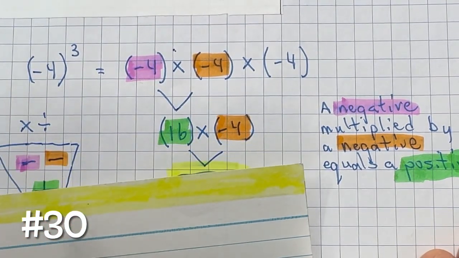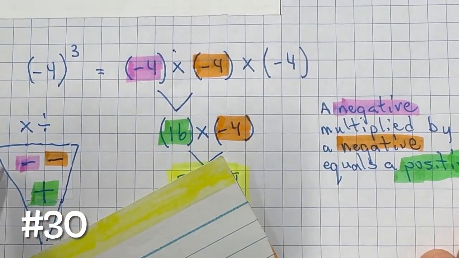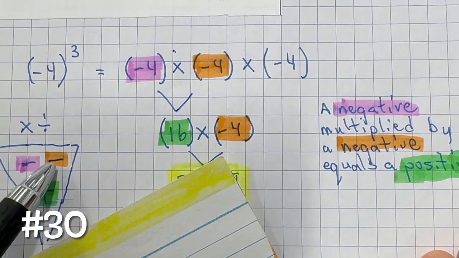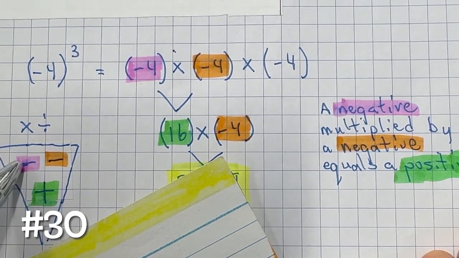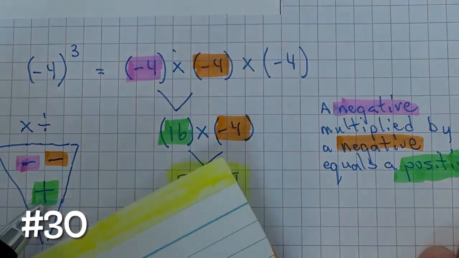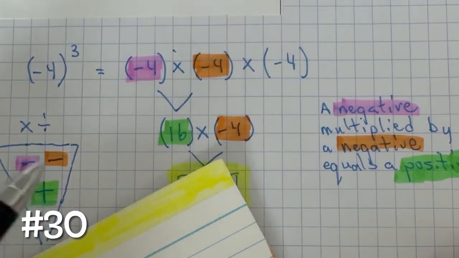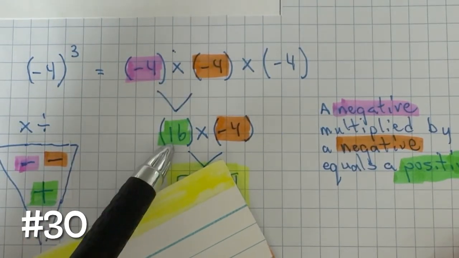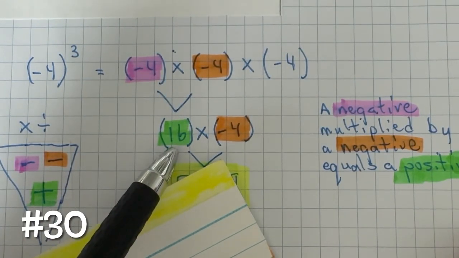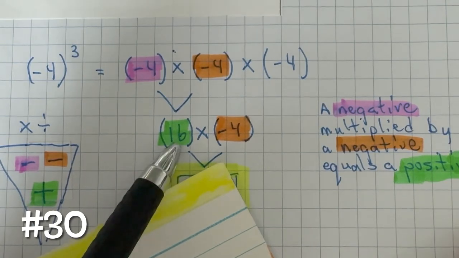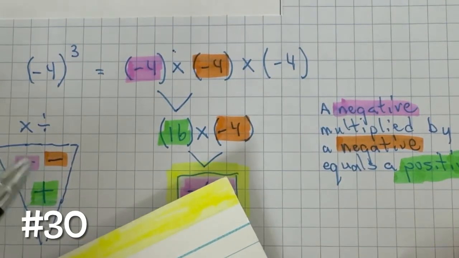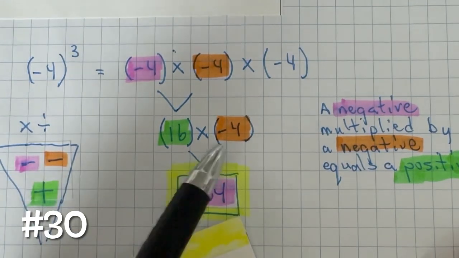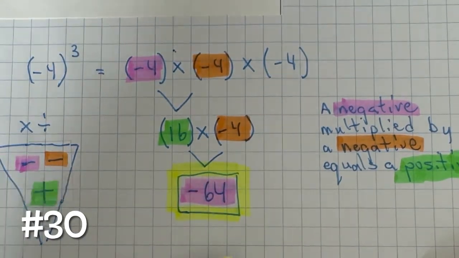And this is where we get Pizza Bob. Remember, this works for multiplication and division. A negative multiplied by negative is a positive. A negative multiplied by a positive is a negative. So for this one, we have -4 multiplied by -4 equals +16. And then 16 multiplied by -4, so a negative multiplied by a positive is going to be a negative. So 16 multiplied by -4 is -64.